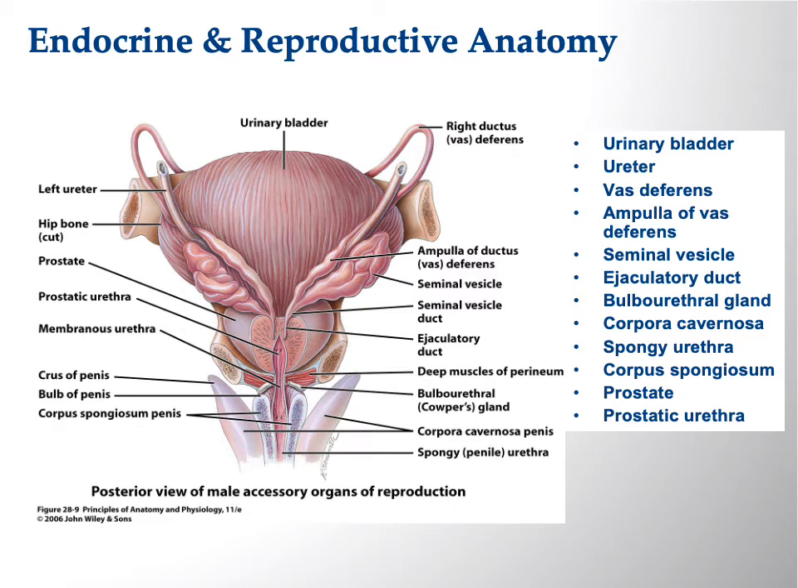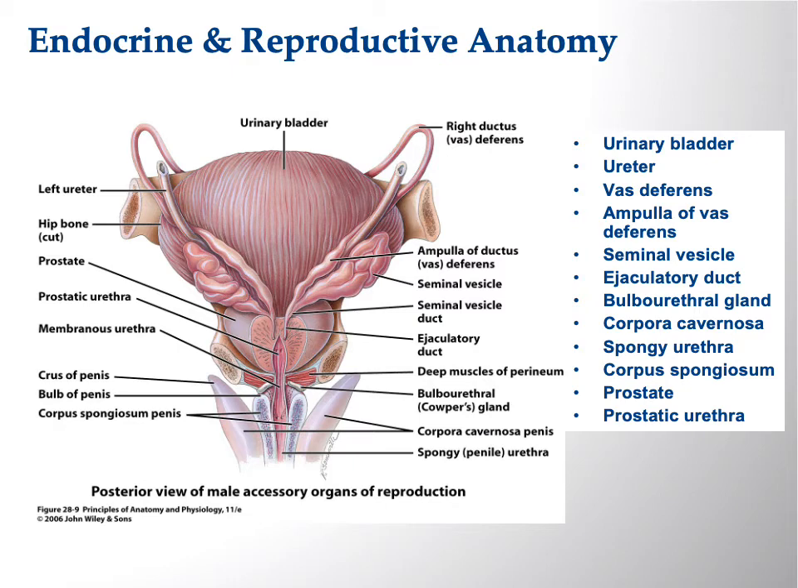The seminal vesicle is producing seminal fluid. So those two come together to form the ejaculatory duct, and that goes into the prostate. The prostate then adds its own prostatic fluid, and we now have semen, which is composed of 3 fluids, all right? Sperm, seminal fluid, and prostatic fluid.